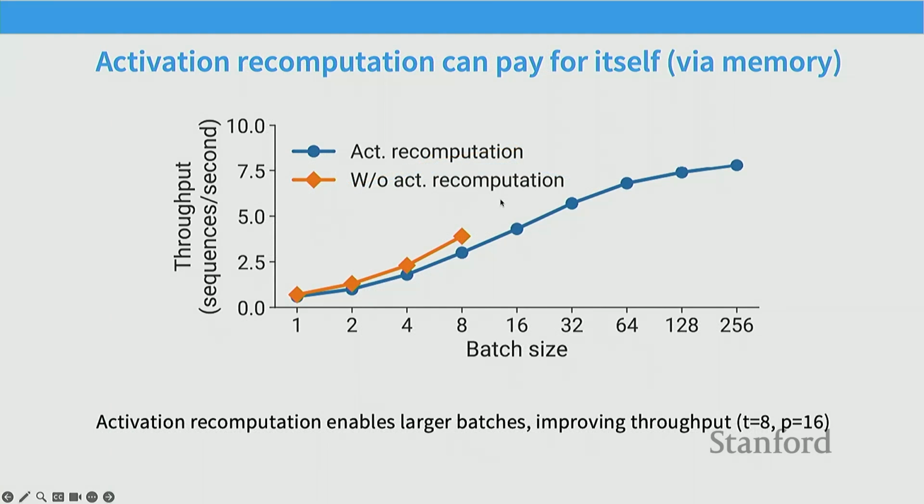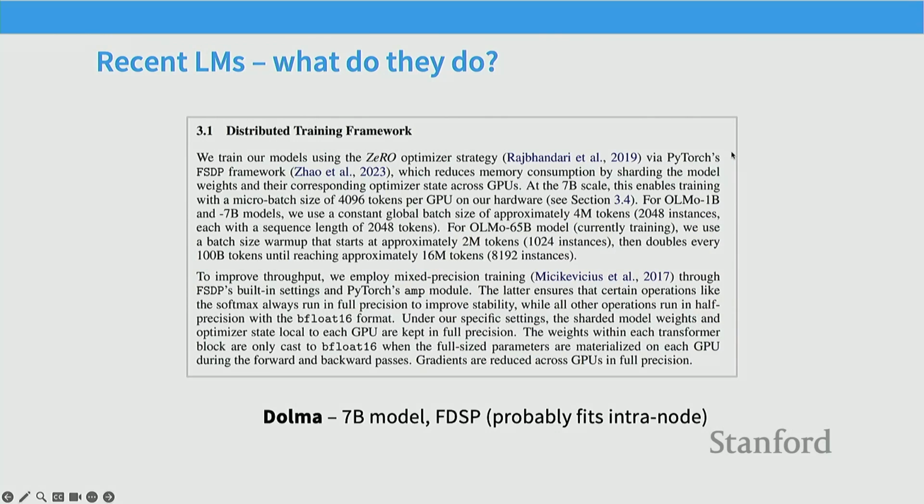And activation recomputation enables larger batch sizes. And remember that larger batches can in turn help you mask overhead for pipeline parallel. So activation recomputation, even though it's more flops, can pay for itself, right? We've seen that story play out already in flash attention.